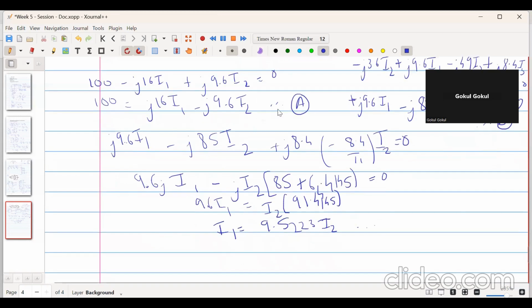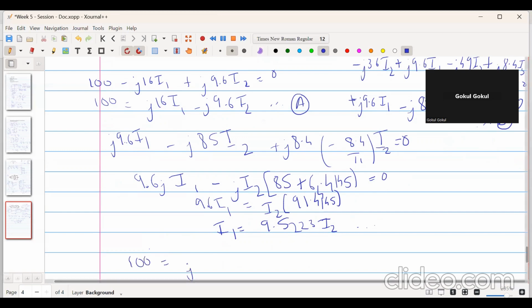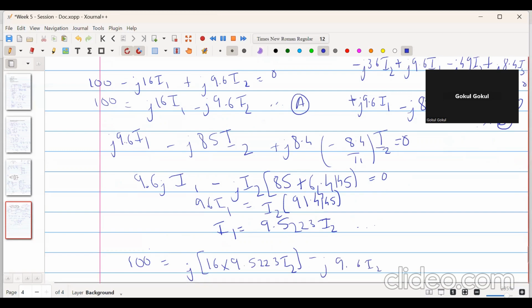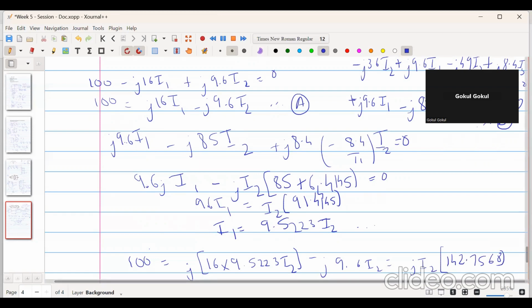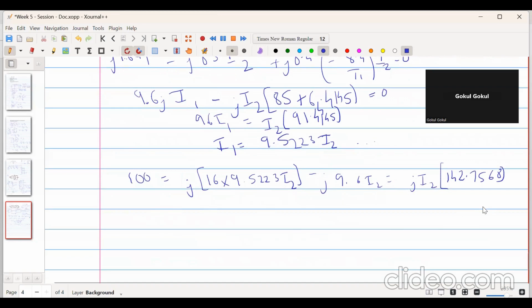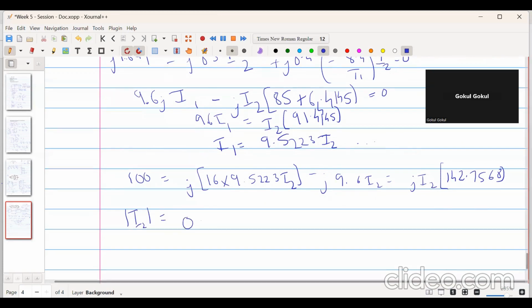Now when we substitute this value of I1 into A, we get 100 equal to j into 16 into I1, that is 9.5223 I2, minus j into 9.6 into I2. That is j into I2 into 16 times 9.5223, then we subtract minus 9.6. So we get j into I2 into 142.7568. When we divide 100 by 142.7568, we get the value of I2 to be 0.7005 ampere.